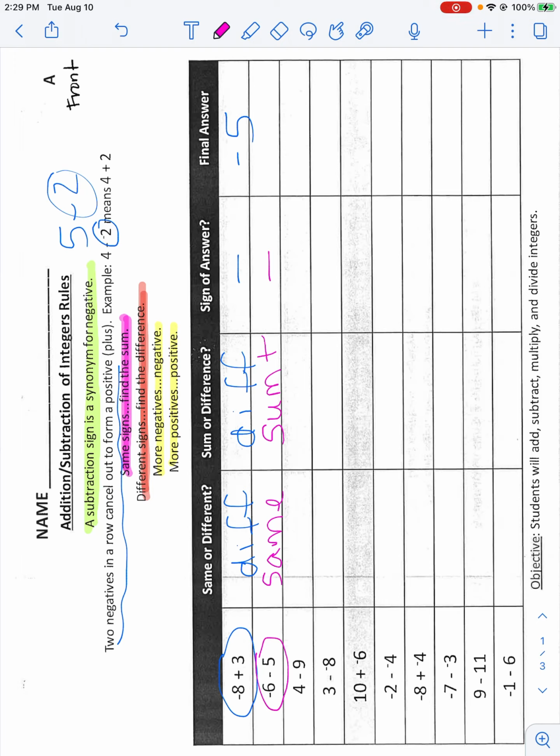This would be as if the temperature was already negative 6, and from negative 6, the temperature drops 5 more degrees. Then the temperature would be negative 11.